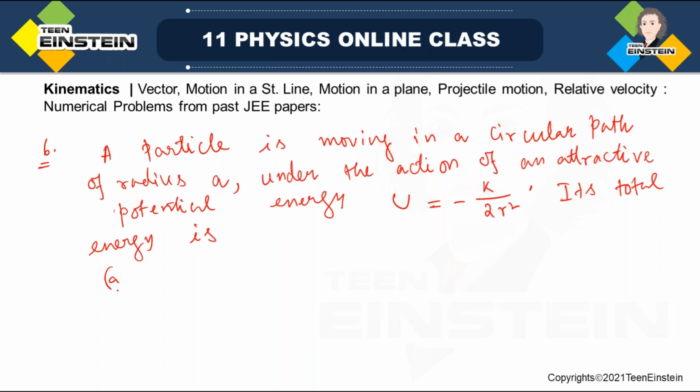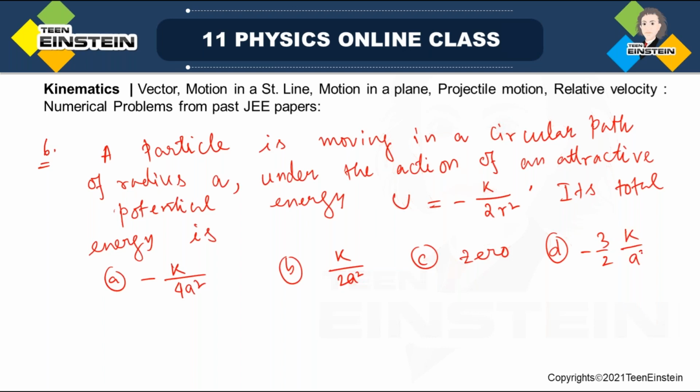there are options. Option A is minus K by 4A square, then option B is K by 2A square, then option C is 0, and option D is minus 3 by 2 K by A square. So this is the problem.